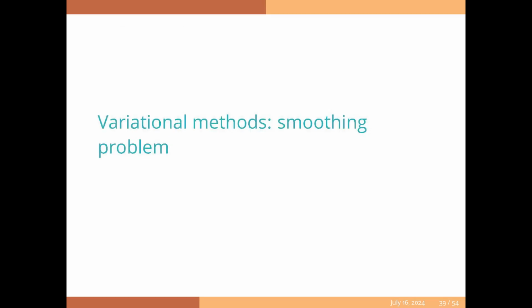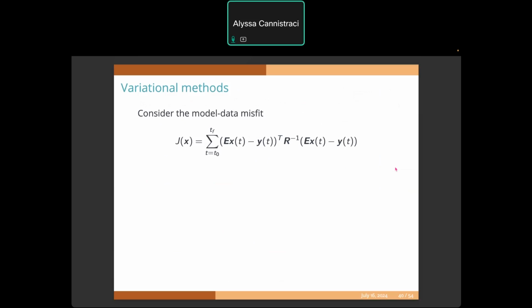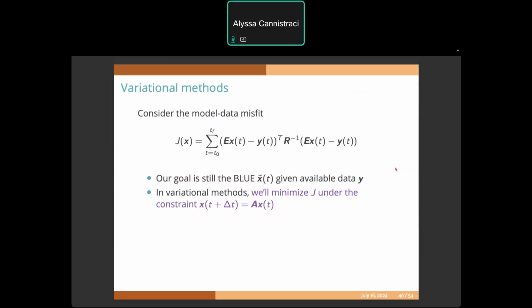So now I'm going to get into the second method that we use for data assimilation. This is a variational problem now. You can also think about it as a smoothing problem. So our model-data misfit becomes this new sum over all of the time steps, where we view each x of t and y of t individually. This is like a variational form of the model-data misfit that we saw previously. Our goal is still going to be that best linear unbiased estimate, given any available information y.